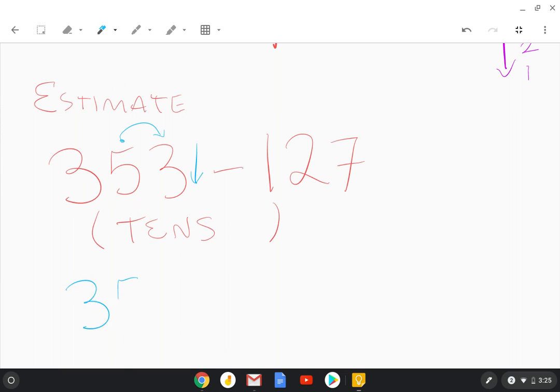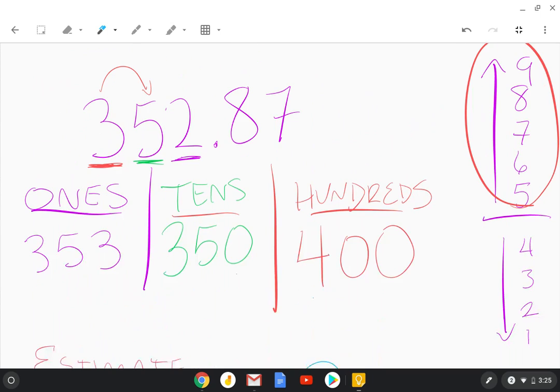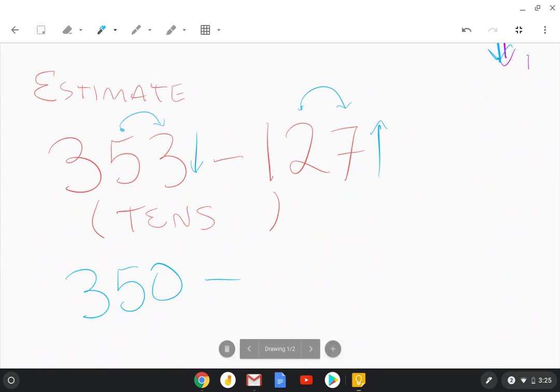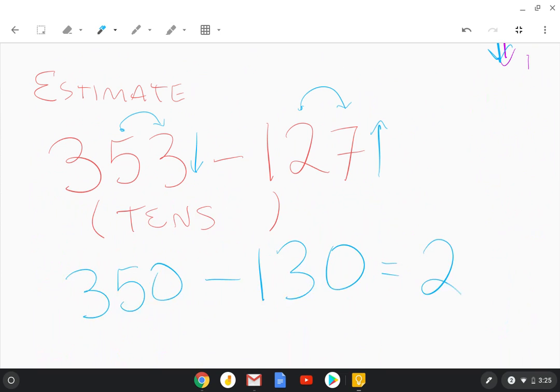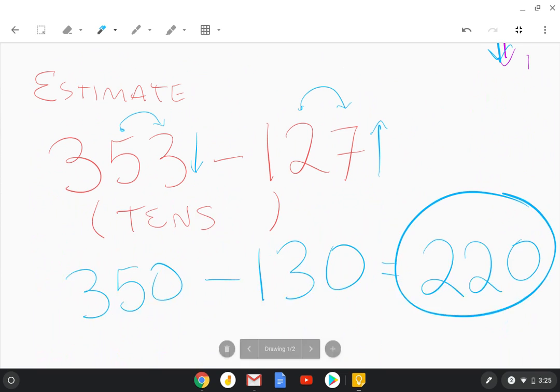So it's going to be 350 minus, and I go here, and this is the tens place, the 2, and I look at the 7, and the 7 tells me to go up. Remember, 1, 2, 3, and 4 go down. 5, 6, 7, 8, 9 go up. So we go up because we have a 7, which goes up to 130. Now I'm going to subtract these, and the answer I get is 220. And that is the estimate of the answer.